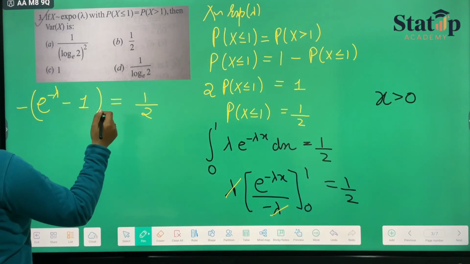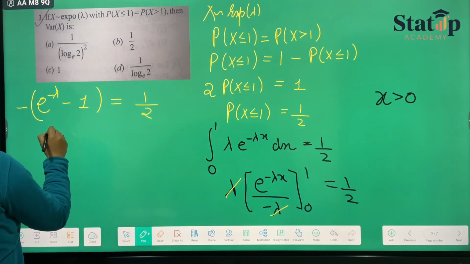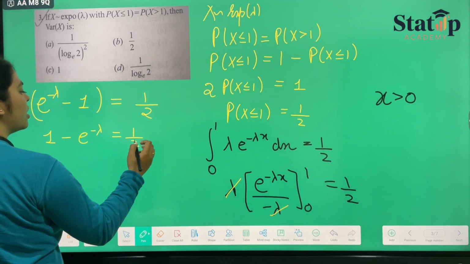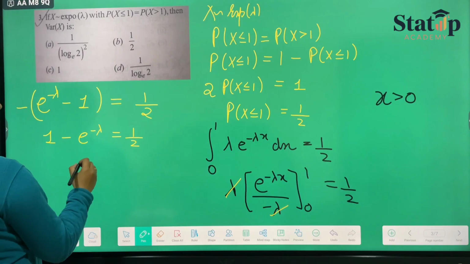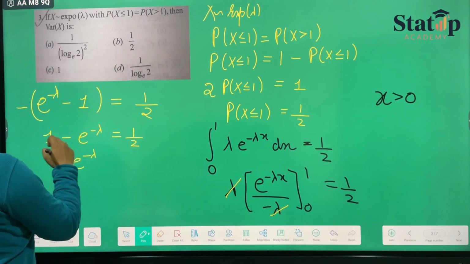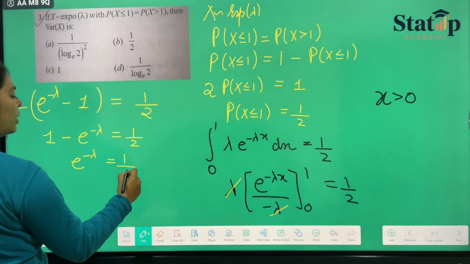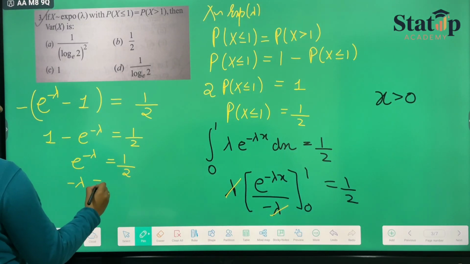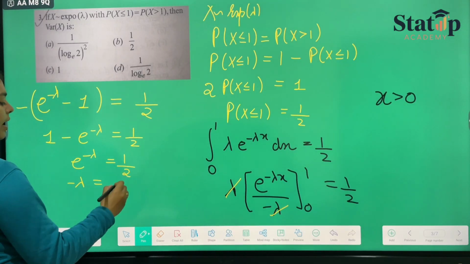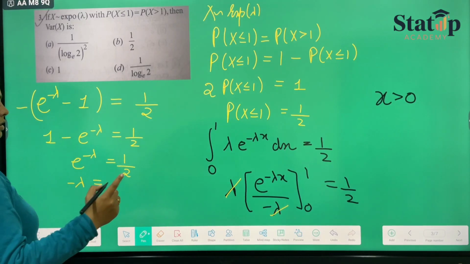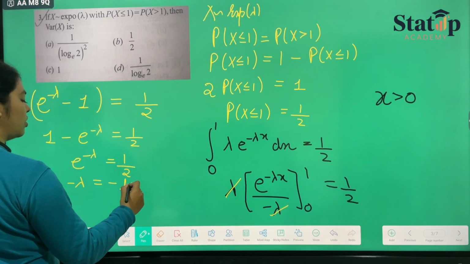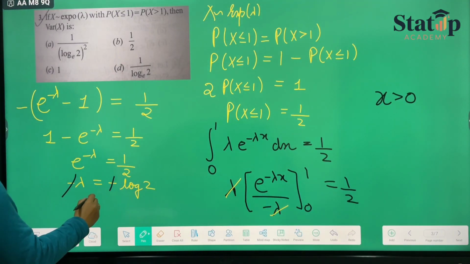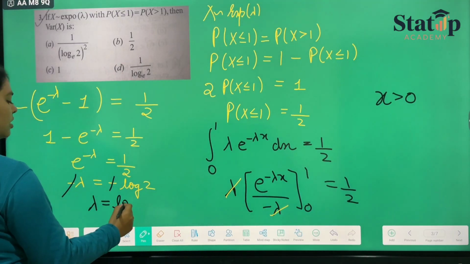Taking minus sign on the other side, it will be 1 minus e raised to the power minus lambda is equal to 1 by 2. Now 1 by 2 can be taken this side and e raised to the power minus lambda this side. 1 minus 1 by 2 will be 1 by 2 only, and if we take log on both sides, it will be minus lambda is equal to log of half. Log of half can be written as log of 1 minus log of 2, which is minus log of 2. Now this minus minus gets cancelled and we have the value of lambda as log of 2.